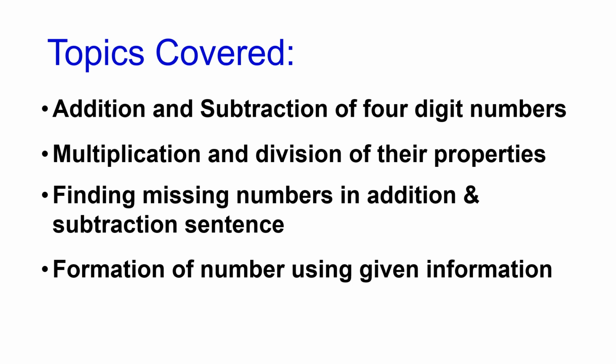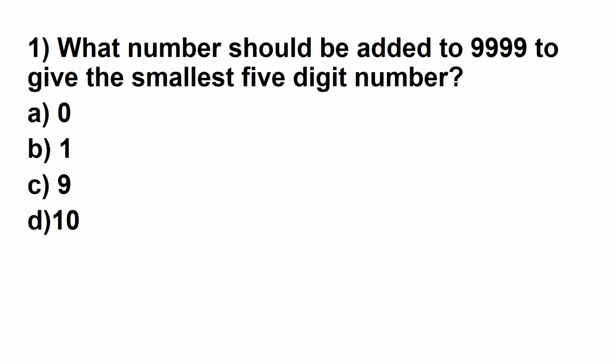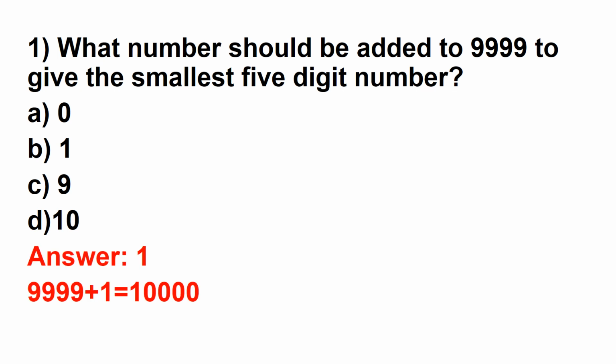Moving on to the question. What number should be added to 9999 to give the smallest 5-digit number? So the smallest 5-digit number is 10,000. So the right option is B.